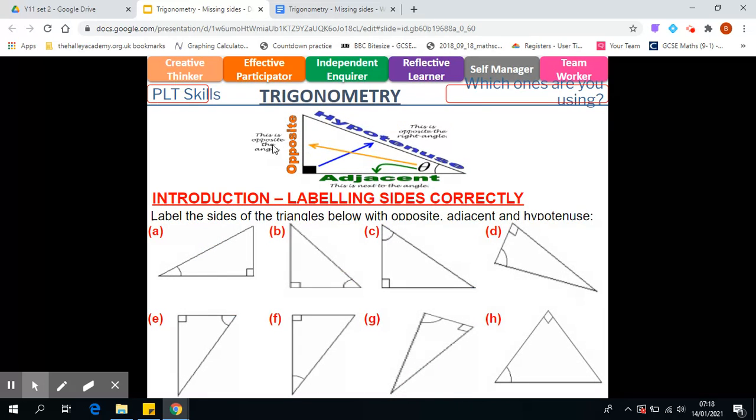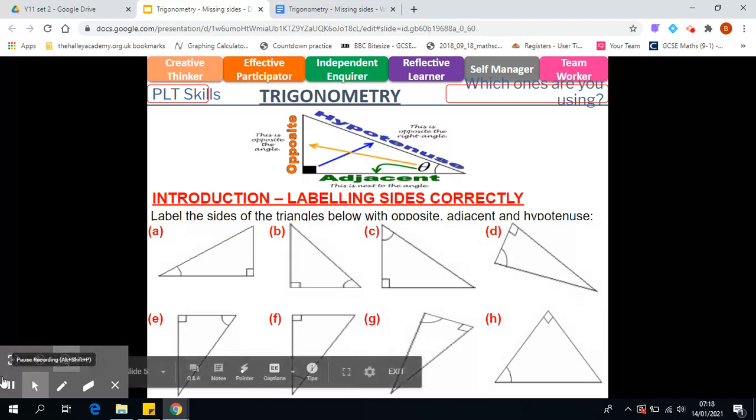Now, using this as an example, please label the sides correctly for these 8 triangles. Press pause and attempt the question on a piece of paper or in your exercise book. Once completed, press play to reveal your answers.